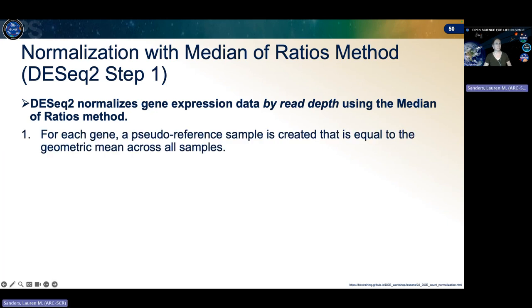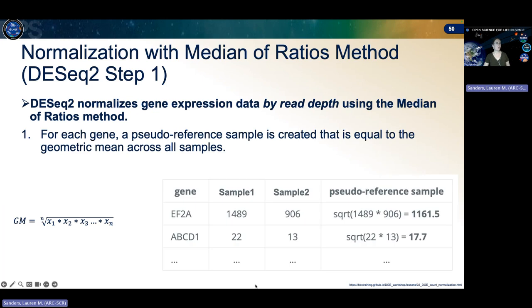So this is DESeq2 step 1, normalization. For each gene, a pseudo-reference sample is created that's equal to the geometric mean across all samples. The geometric mean is a little different from the mean we learned about earlier. It's the square root of the product of all of the data points.